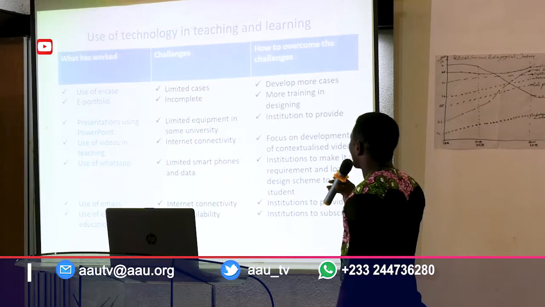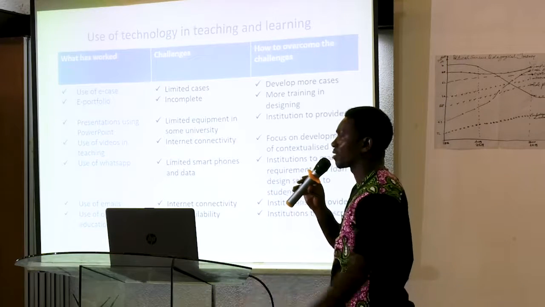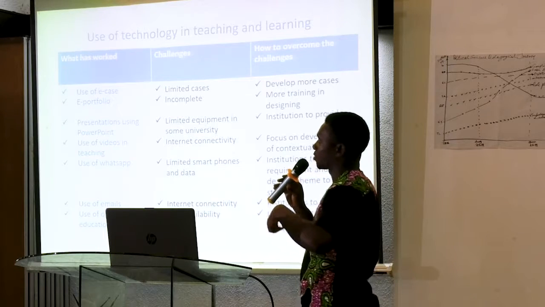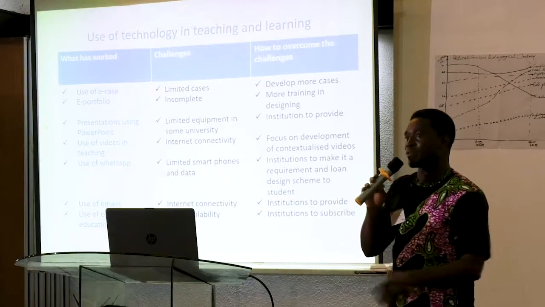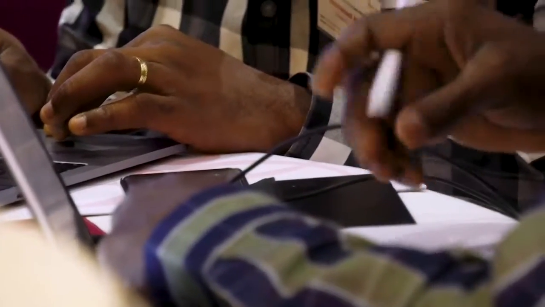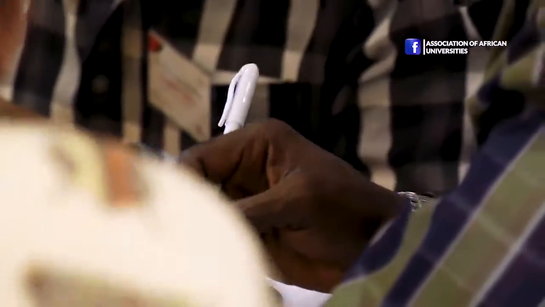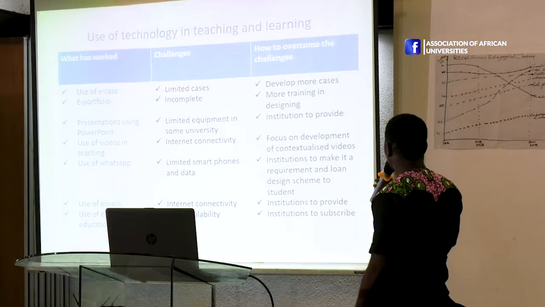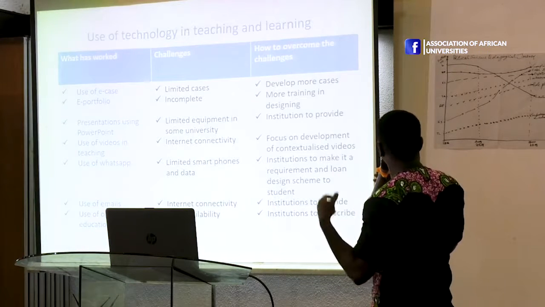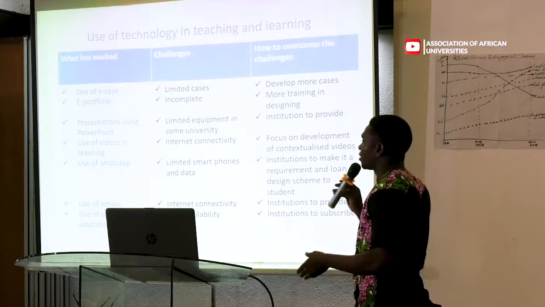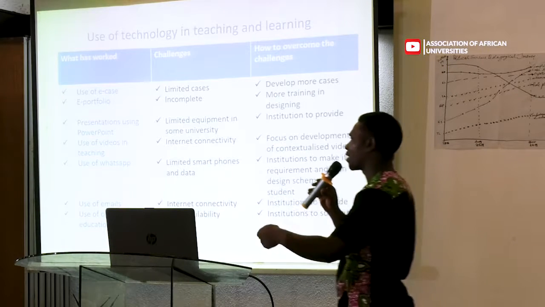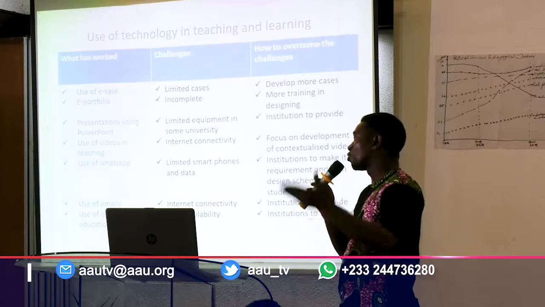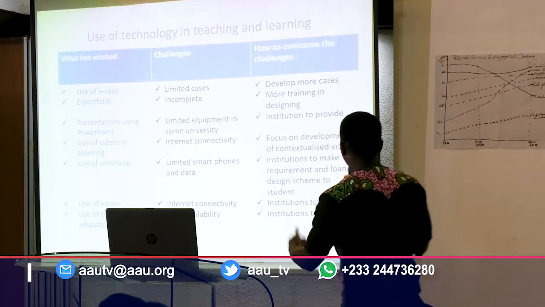Use of WhatsApp. That one also, we saw that for some students it's difficult to get smartphones, and especially data. Normally in our classes, we always encourage students to create a WhatsApp group, and at times I send PDF files of my work if I want them to do a reading assignment before our class. So we have a challenge of limited smartphones and data. So we are asking institutions to make it a requirement and even a loan scheme, so that students can pay and get a smartphone.